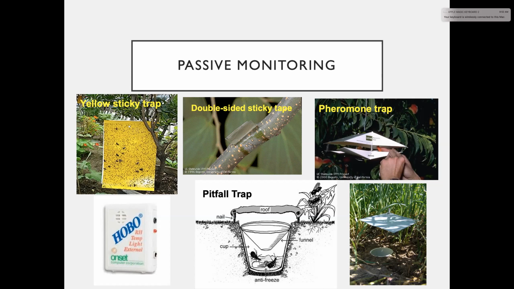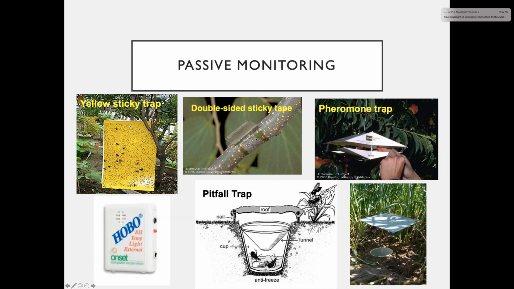For example, you can use these yellow sticky traps for trapping flying insect pests like aphids and whiteflies. These also come in blue, so they can be used to trap other types of insects like thrips and leaf miners, I believe. Double-sided sticky tape is another passive monitoring technique. Usually you place the tape on branches, and it can be used very similarly to the yellow sticky traps. It will collect insects that are walking across those branches.